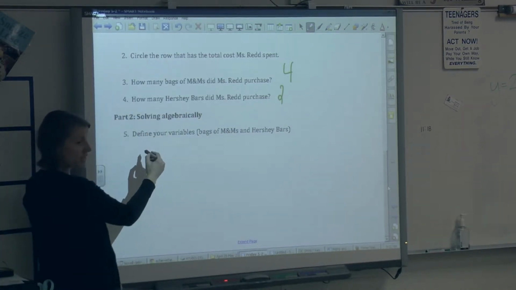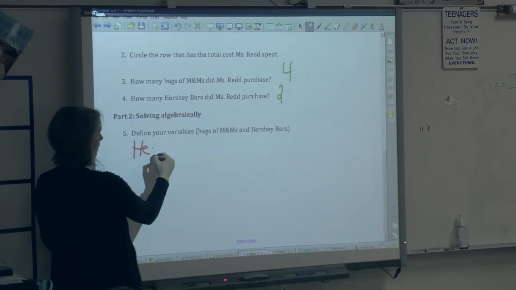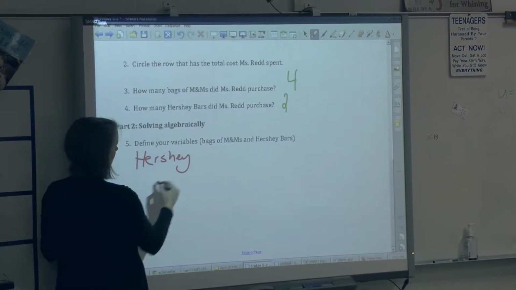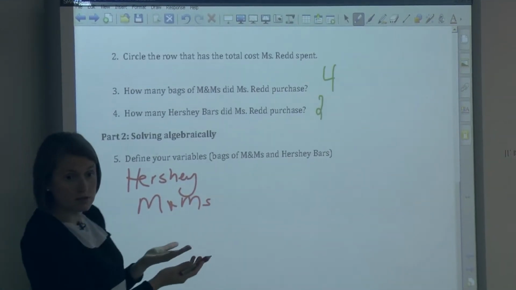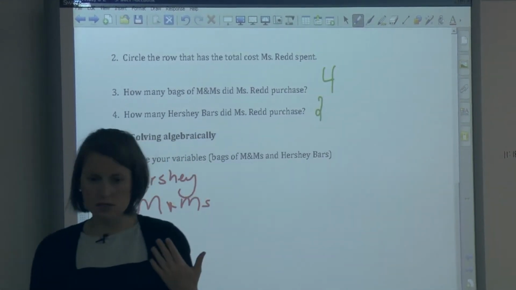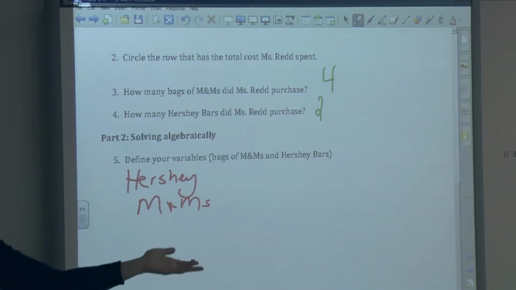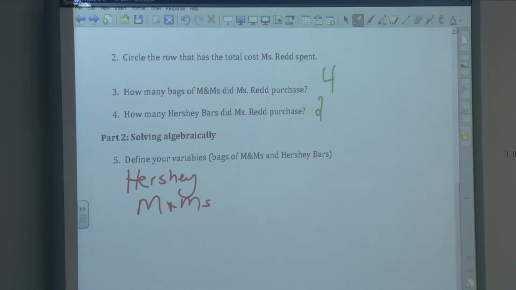All right, so are you guys cool with the fact that we have Hershey bars and M&M's? Are those our variables? Why are those our variables? Because they could change, right? We do know the answers, but pretend like we didn't do the table.